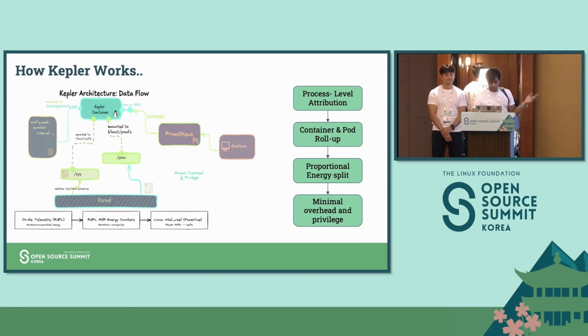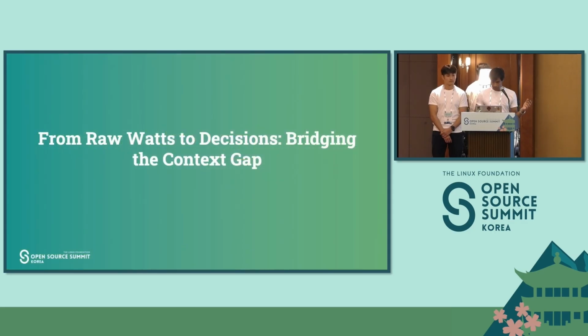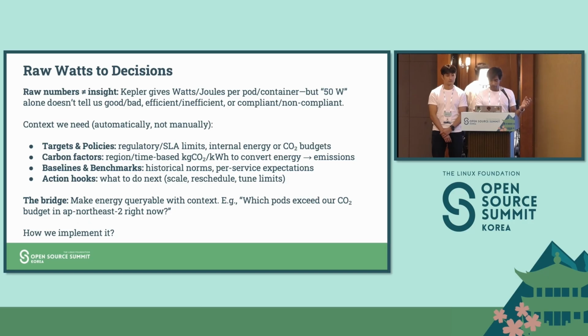But whatever information we get from Kepler is just numbers, right? So let's say pod A is using 10 watts, but how do we know that 10 watts is bad or good? That's the information which we need. That's the question as part of this session. So we need to understand that first. Numbers alone aren't good enough for us. We can't actually tell if the 50 watts which has been assigned for the pod is good or bad. So we need some kind of context for those numbers.